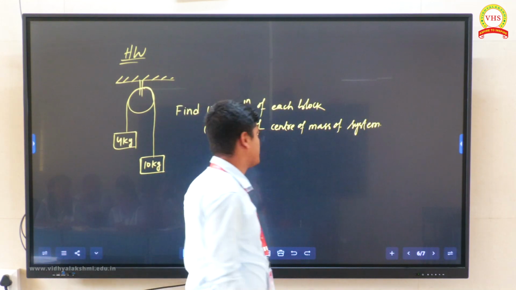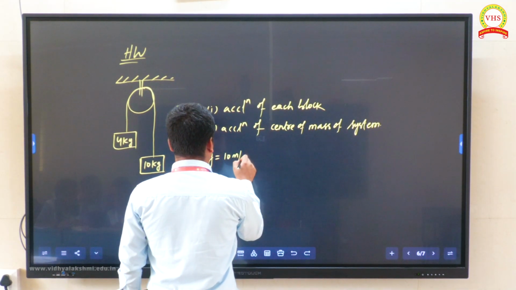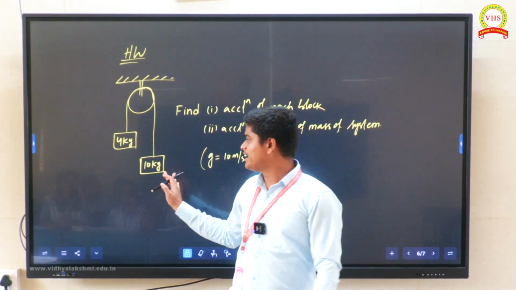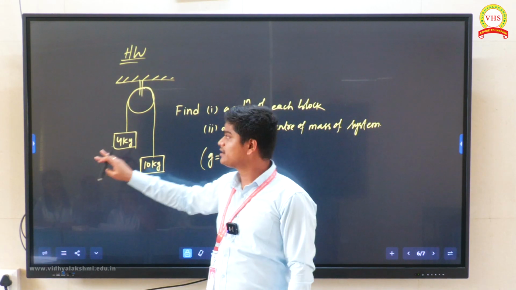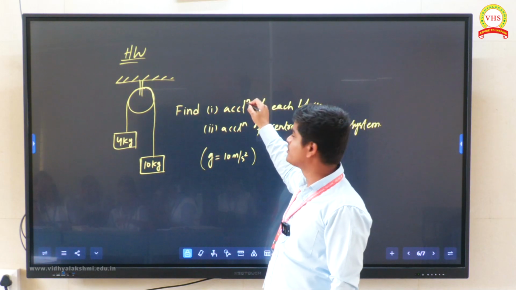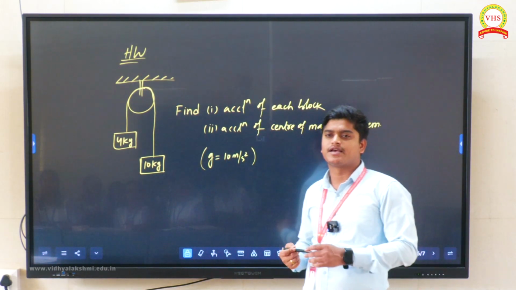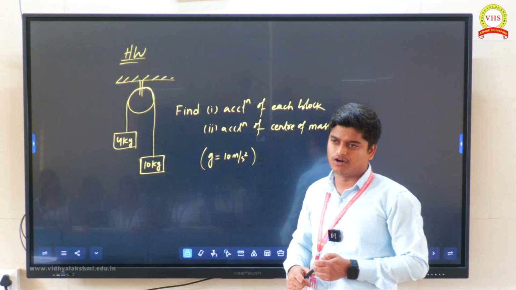No worries. If you want to take G value, take G as 10 meter by second square. Keep it as homework. I hope you can calculate. Heavy mass you take as M2, light mass you take as M1. For this one, the formula is M2 minus M1 by M1 plus M2 into G. But for this one, the formula is M2 minus M1 by M1 plus M2 whole square into G. Yes or no?